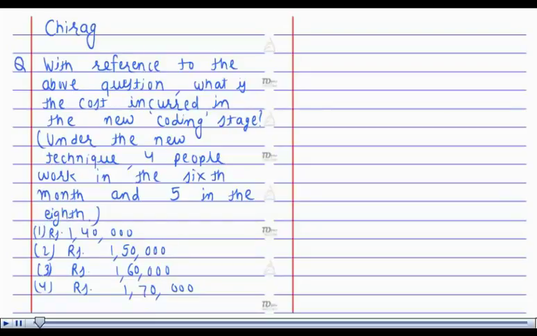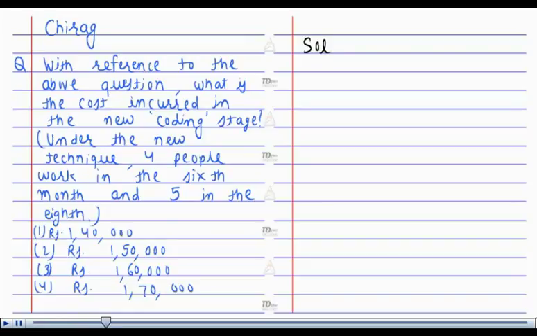Hello, I am Chirag. The question is, with reference to the above question, what is the cost incurred in the new coding stage? Under the new technique, 4 people work in the 6th month and 5 in the 8th. Solution.